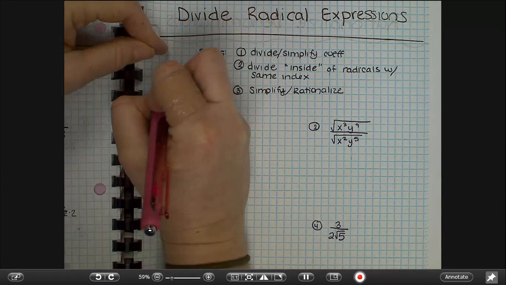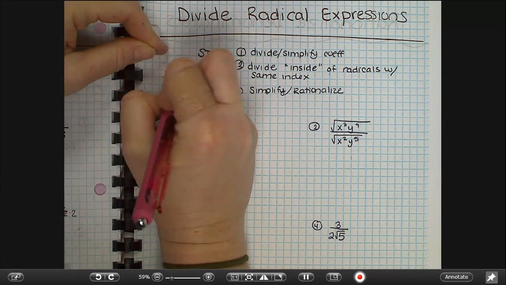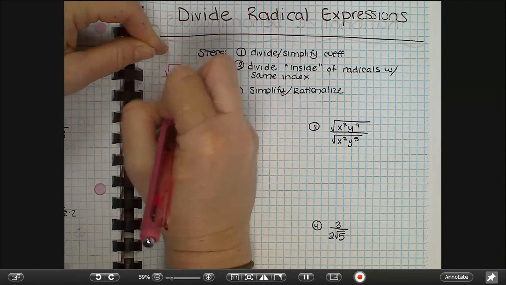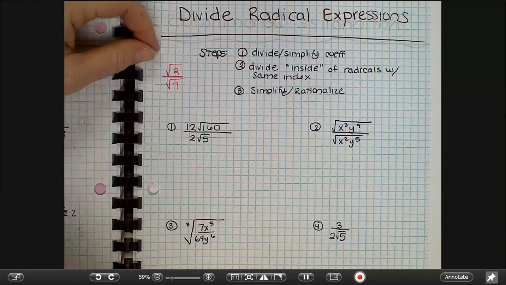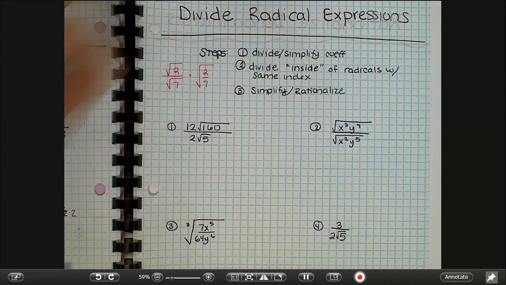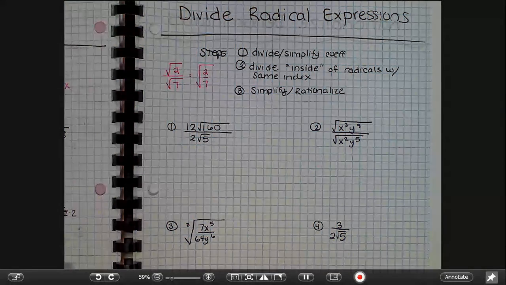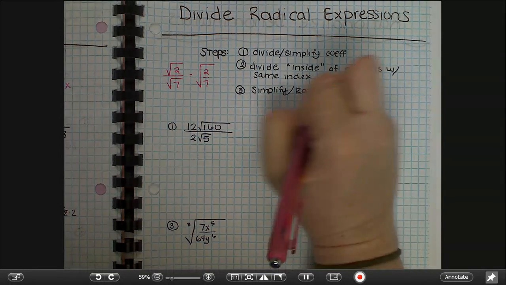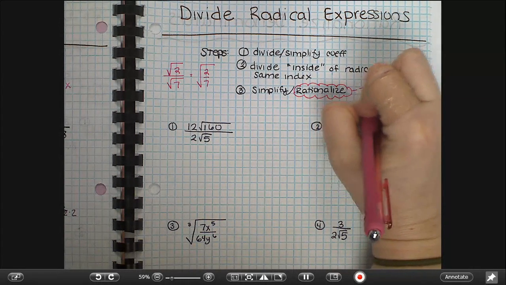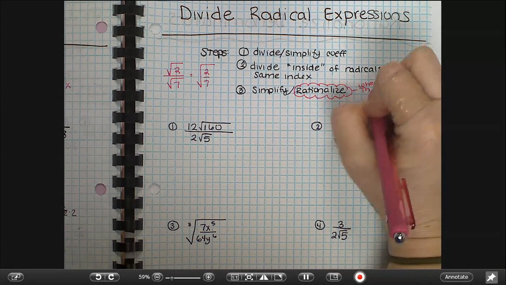Keep in mind that if you have the square root of something over the square root of something else, it's the same as having the square root of the fraction. So that is a good rule to keep in mind. Also, rationalizing we use when there is a radical in the denominator.